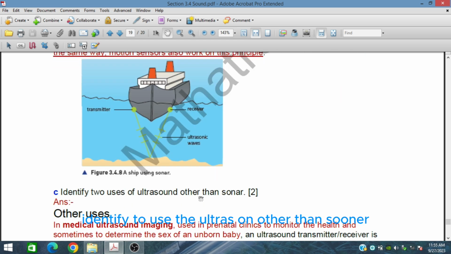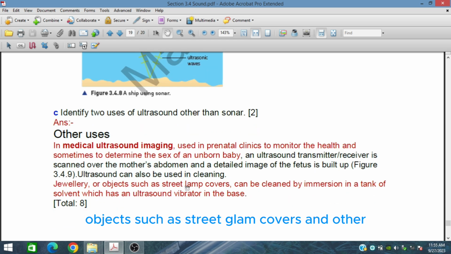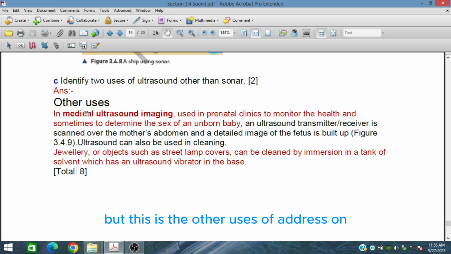Identify two uses of ultrasound other than sonar. In medical imaging, it is used in prenatal clinics to monitor the health and sometimes to determine the sex of an unborn baby. An ultrasound transmitter receiver is scanned over the mother's abdomen and a detailed image of the fetus is built up. Ultrasound can also be used in cleaning. Jewelry objects such as street lamp covers are immersed in tanks of solvent, with ultrasound vibrators in the base. So these are other uses of ultrasound other than sonar.